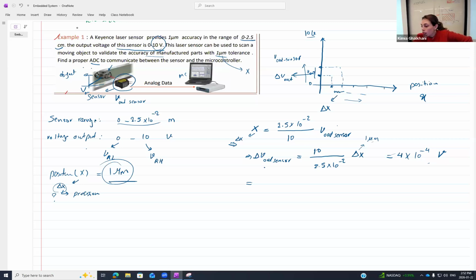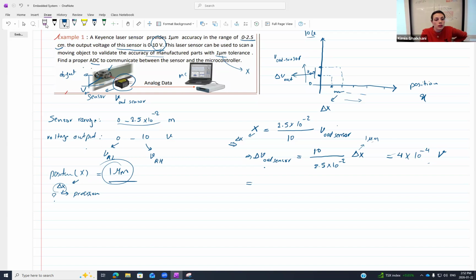So now I do have my resolution, and I know that my analog to digital must provide at least the smallest voltage resolution increment. It must be 4 times 10 to the power of -4. And then I can just go ahead and calculate my resolution. If you have a question, just say it. I understand where delta X and delta V came from. I'm asking how the equation. This is your understanding as an engineer. I just said it in here.